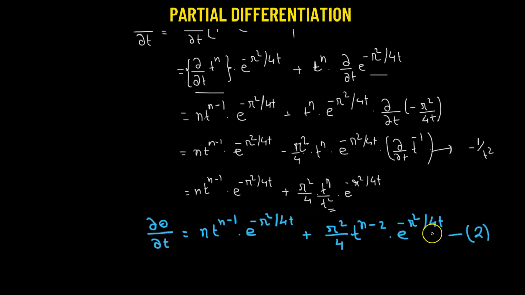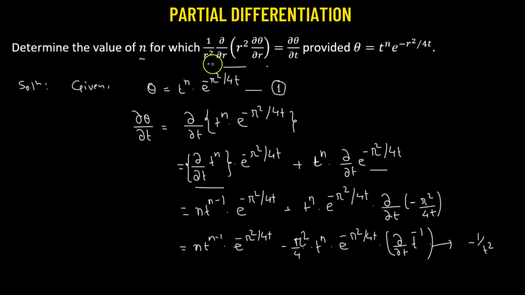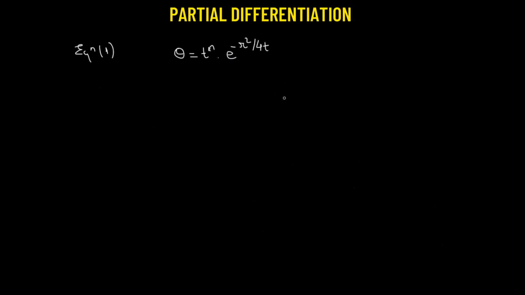We will keep this aside for the time being, and now we'll try to find the expression on the right hand side. So we'll again start with equation number 1. So from equation number 1 we have theta given by t raised to the power of n times e raised to the power of negative r squared over 4t.